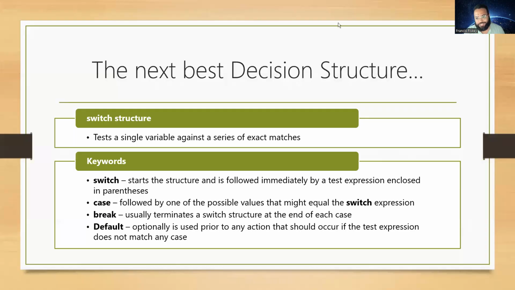So switch statements are literally the next best decision structure. And in my opinion, it's the only other decision structure. There really isn't another decision structure that we use prolifically as much as we do ifs or switches. So what is a switch? What's the difference? Why are there two?